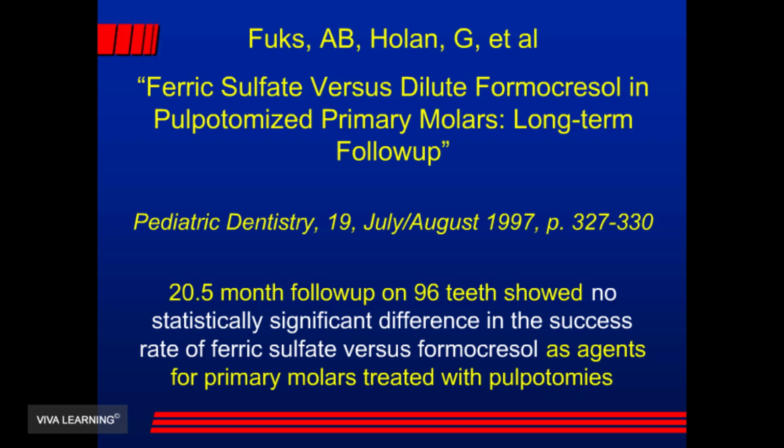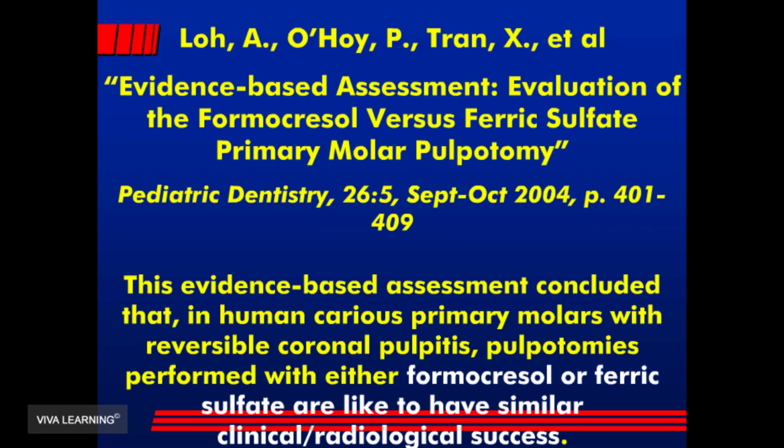In 1997, there were a couple of researchers who began to look at ferric sulfate versus formocreosol for pulpotomized molars, and they published in the August 1997 Journal of Pediatric Dentistry, where they talked about the fact, and the emphasis is mine, they showed no statistically significant difference in the success rate of ferric sulfate versus formocreosol after 20.5 months. Then, in 2004, there was a follow-up with a longer follow-up, an evidence-based assessment of formocreosol versus ferric sulfate, and once again, they showed that they are likely to have similar clinical and radiographic success.